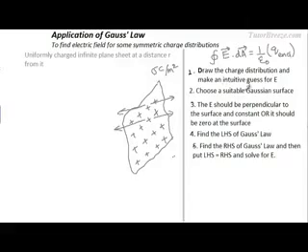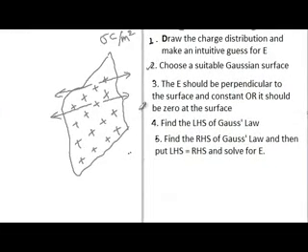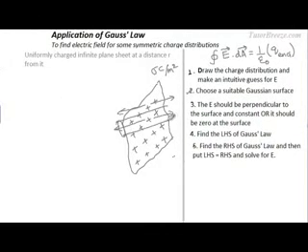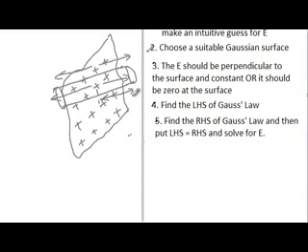Now the next step is to choose a suitable Gaussian surface, and you can see that the charge here has planar symmetry, so a closed cylinder seems to be a good choice for the Gaussian surface. So this is the Gaussian surface which is at a distance r from the sheet.